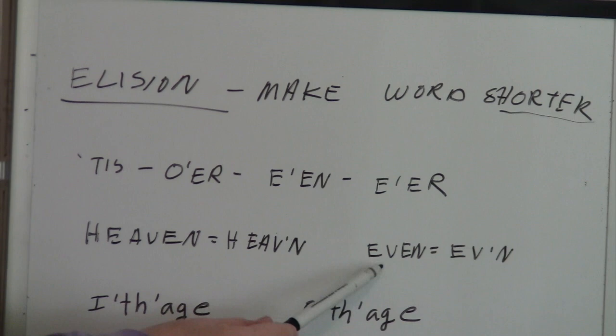Here's another common elision that you will see. I apostrophe, th apostrophe, and then any other word here. What this means is 'in the', you elide it. Normally 'in the age' would be three syllables. But what you do is you take these two words that would normally be two syllables and you make them one syllable.